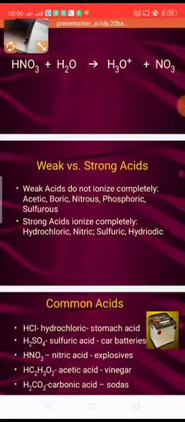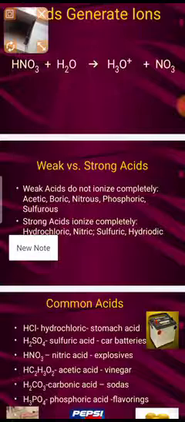Weak versus strong acids. Weak acids do not ionize completely. For example, acetic, boric, nitrous, phosphoric and sulfurous acids are weak acids. When the reaction is going on, they are not completely ionizing, so the reaction is not irreversible. It becomes a reversible reaction.